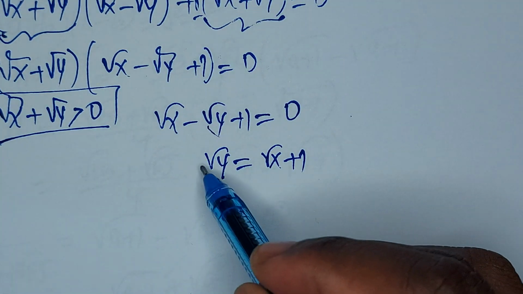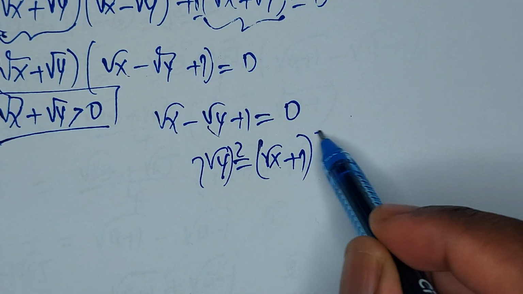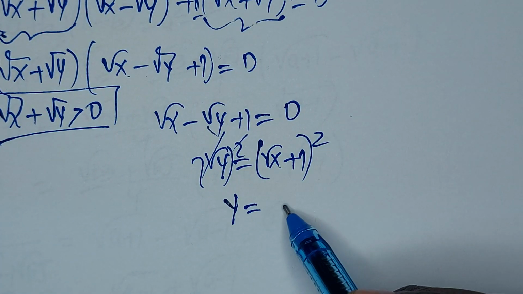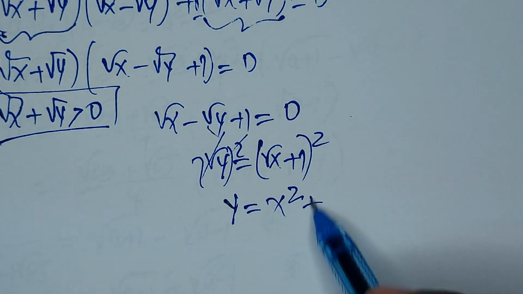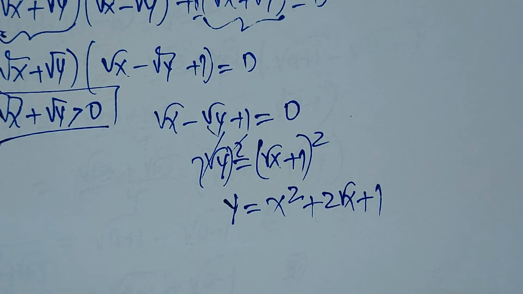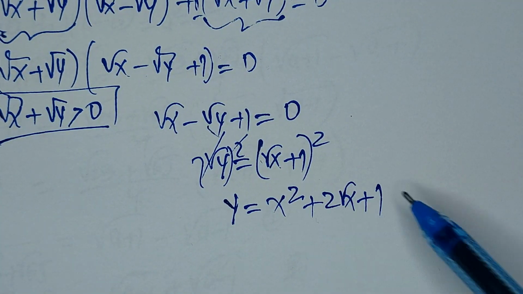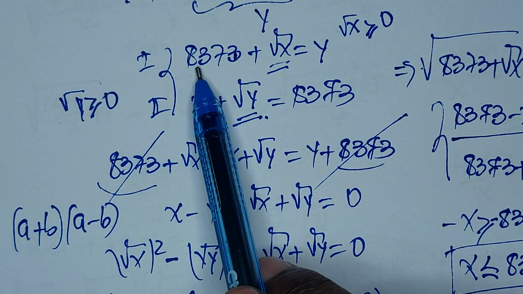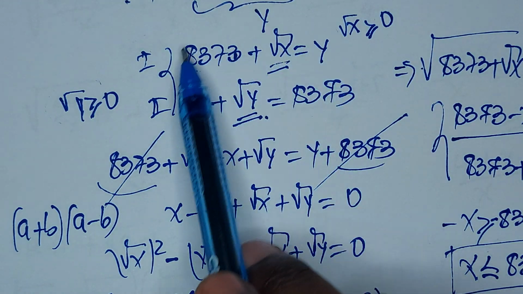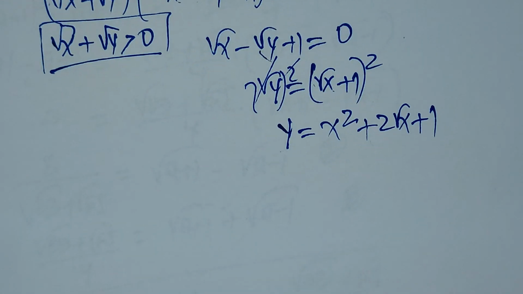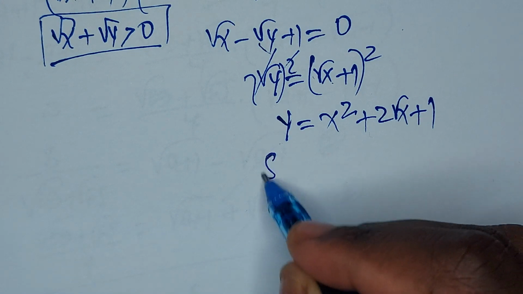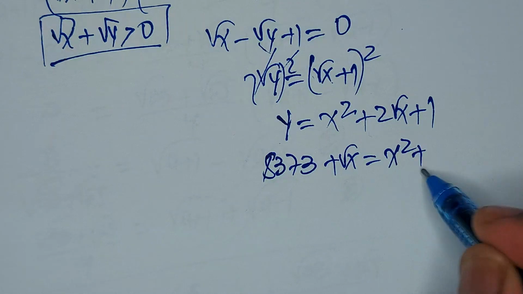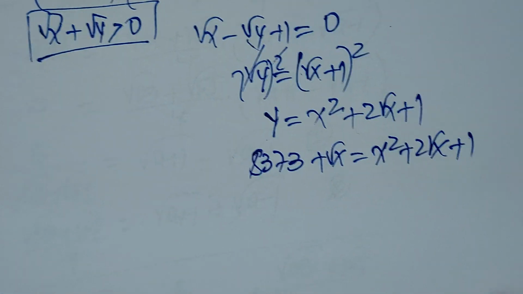I'm going to square both sides. So now I have y equals this square root, and squared, y squared is x squared plus 2 square root of x plus 1. This one squared gives us this. But what is y? As we said before, y is equal to this. So I'm going to replace it now. It's going to be 83/73 plus square root of x equals x squared plus 2 square root of x plus 1.